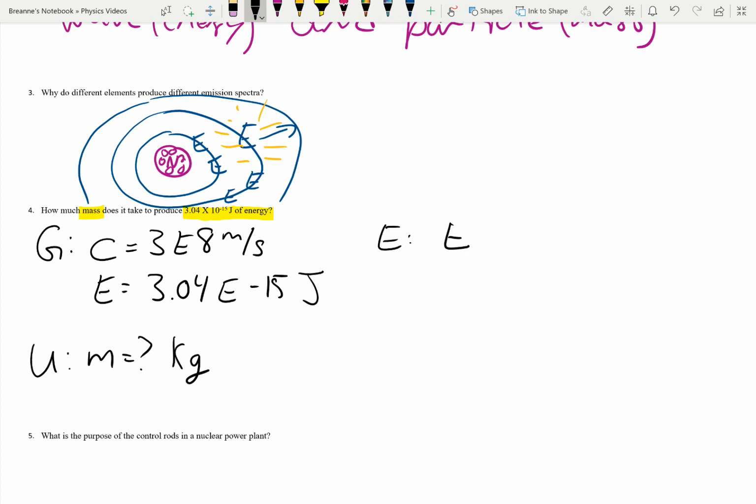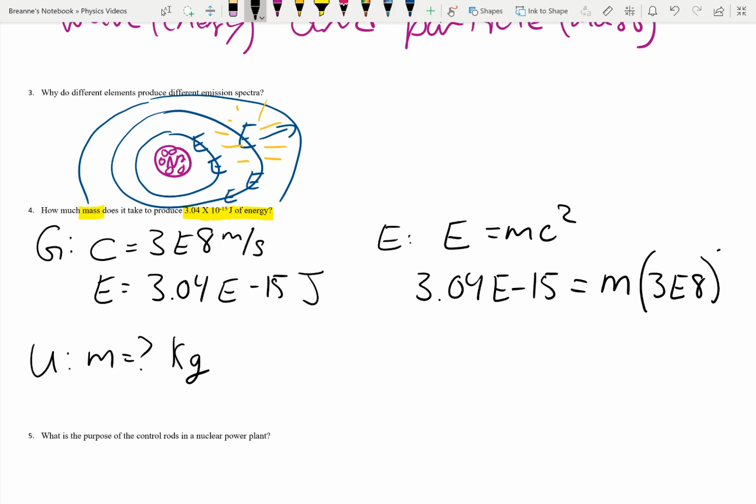So the equation we're going to end up using is E equals mc squared. Our E is 3.04 e to the negative 15 equals, we're looking for mass, and our speed of light is 3e8 squared. Now, again, this is the point in time I would raise my hand and make sure I have a graphing calculator in hand, because you can actually use the e's. Let's first do the exponent. So let's figure out what 3e to the 8 squared is.